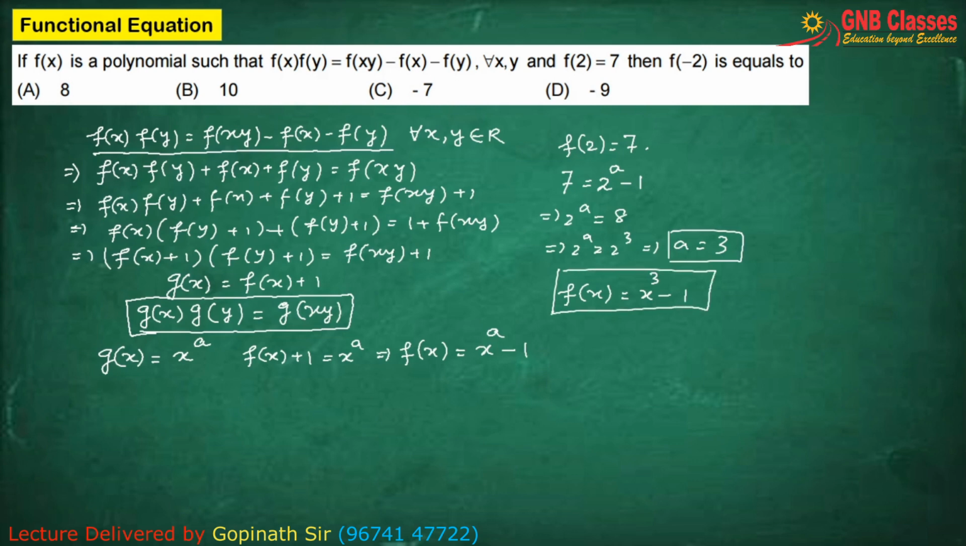Okay, now the value of f(minus 2) will be (minus 2) whole cube minus 1, that gives you minus 8 minus 1, which is nothing but minus 9. Therefore, your option D is correct. Is this problem clear to all of you? Okay.